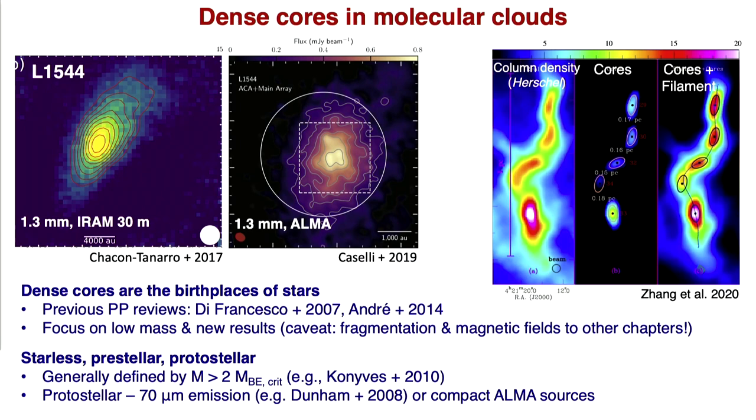So one of the big things that came up since the last Protostars and Planets is the knowledge that cores, particularly these star-forming cores, are primarily found in filaments, which is very important to understanding how they grow and evolve. And then also that we have many interferometers that can start probing the structure of these starless cores and protostellar cores on very small scales in multiple tracers.